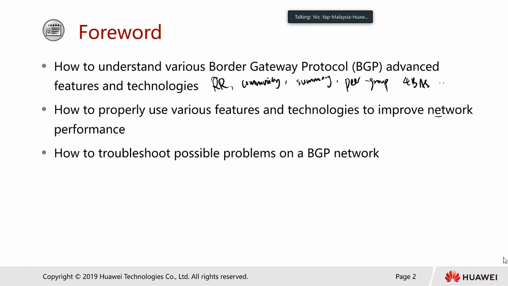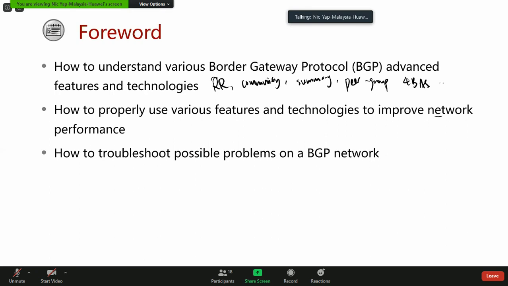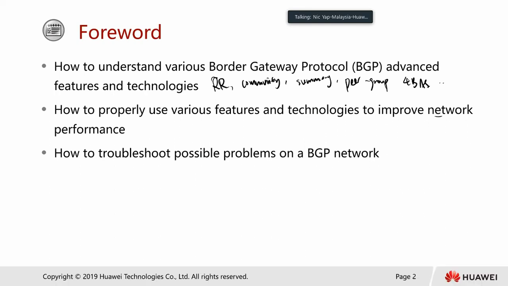So in the first place, why do we need to use all these protocols? Why do we need to use these features? Definitely there is a reason why they need to be used and how these features improve our network performance. And last, how is troubleshooting possible for the BGP network?